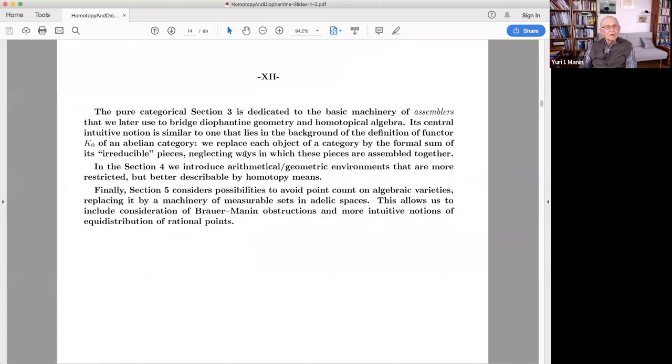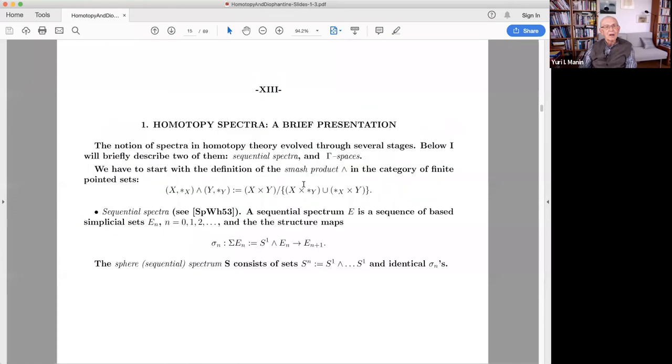Okay, then section three is a purely categorical section. It is the modern machinery of assemblers, and this modern machinery of assemblers is exactly what I will be calling the contemporary bridge between the two areas now. Then arithmetic and geometric environments, and then possibilities to avoid point counts on algebraic varieties, but I'm not sure that I will be able to explain any details about it. Anyway, I gave a pretty long list of references, and anybody who is really interested in this story can look at the original papers.